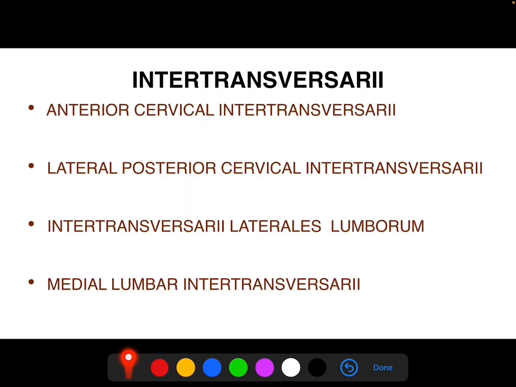Let's move on to the next group of muscles, which are the intertransversarii. This group includes the anterior cervical intertransversarii, lateral posterior cervical intertransversarii, intertransversarii laterales lumborum, and medial lumbar intertransversarii.